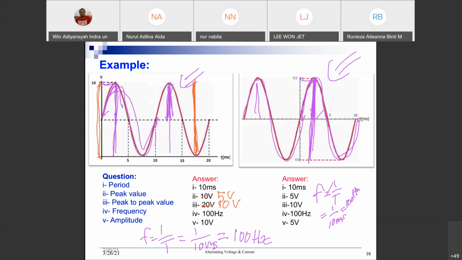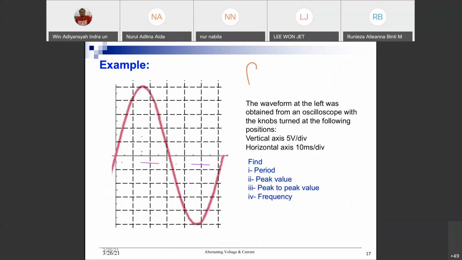I want to ask how you find frequency and amplitude value. Frequency is basically 1 over T. You get the T, so frequency is 1 over T. Amplitude is equal to peak value.